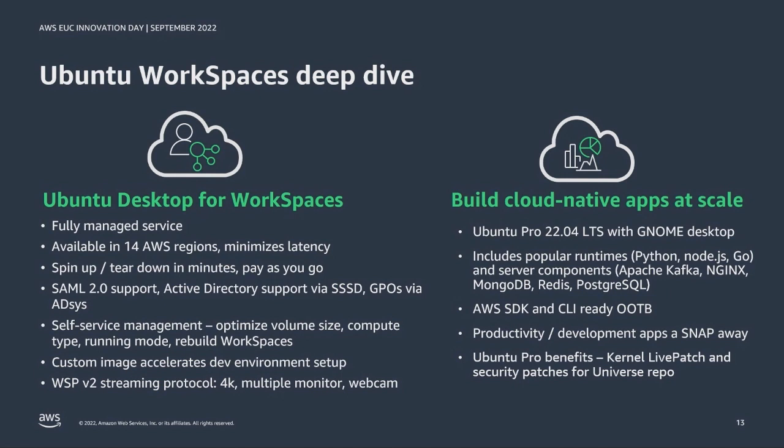And also, the image itself includes a lot of popular runtimes like Python, Node.js, Go, etc., and all the popular server components, as you can see, Apache or Nginx, and so on. And the AWS SDK and command line interface are pre-installed so that you can start to build on AWS right away. And other productivity and development tools are available through the Snap Store from Canonical, and also other apt repos as well. And also, as mentioned, Ubuntu Workspaces come with Ubuntu Pro benefits. We can maybe dive deeper into that later.